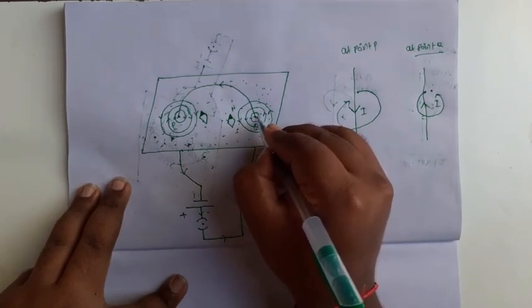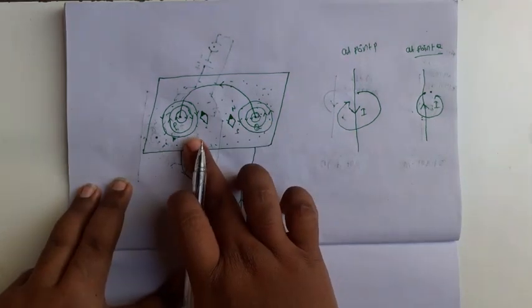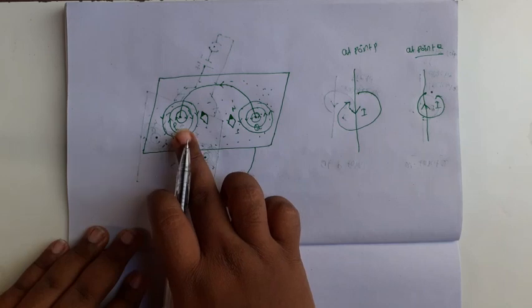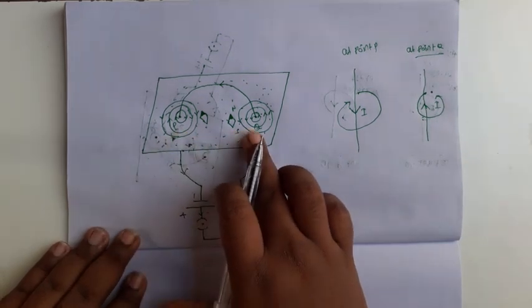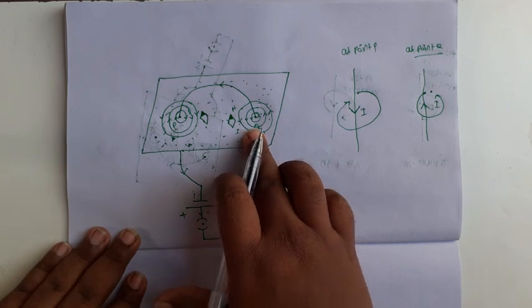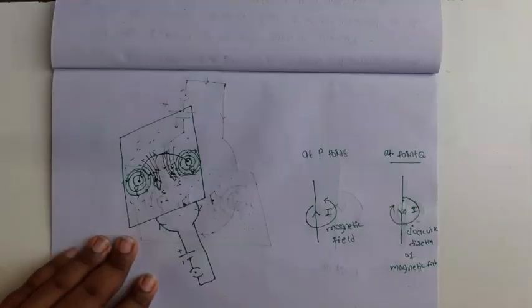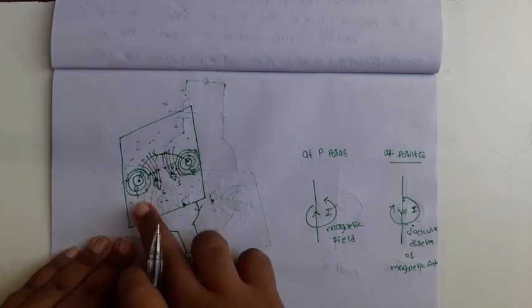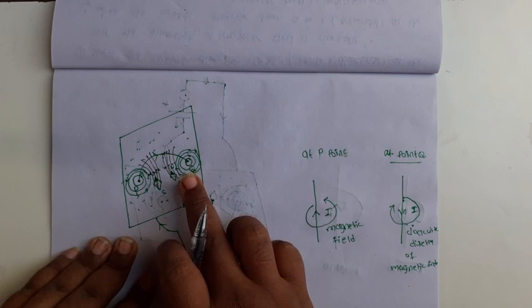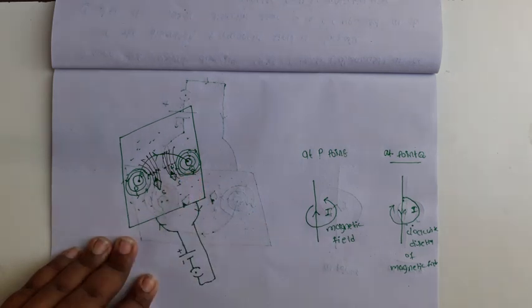Okay, so at point P, the magnetic field is in the clockwise direction. At point Q, the magnetic field is in the anti-clockwise direction. But if the current is reversed, at point P the magnetic field is anti-clockwise, and at point Q the magnetic field is clockwise.